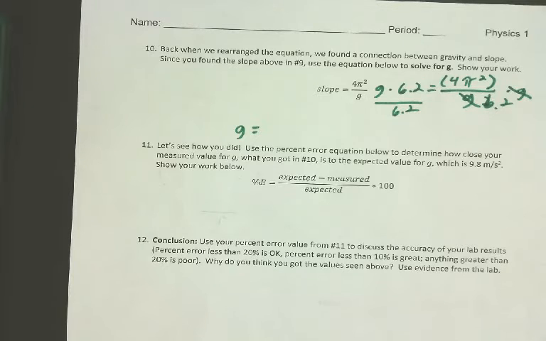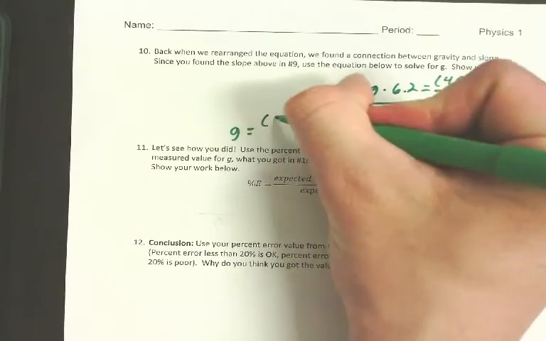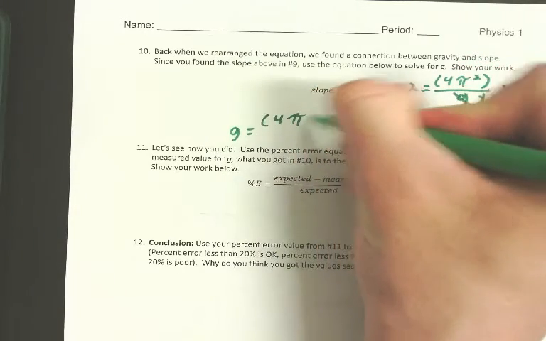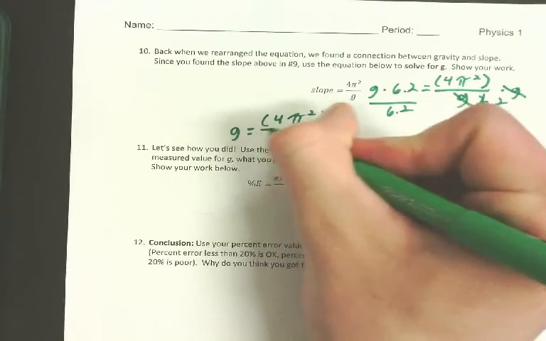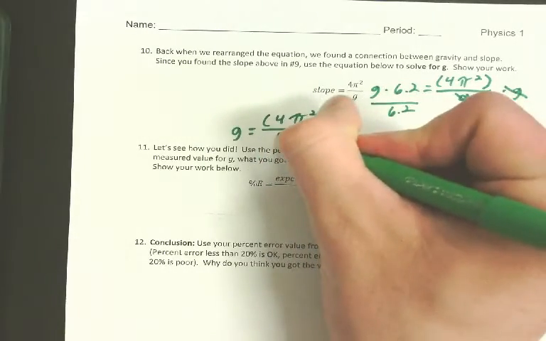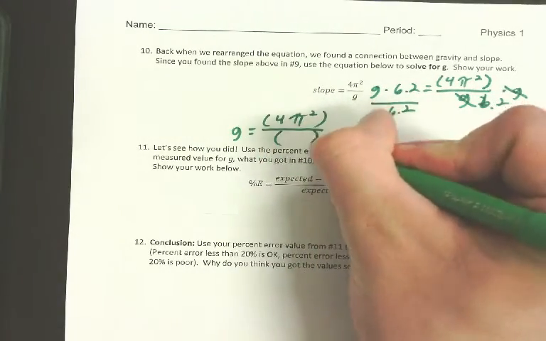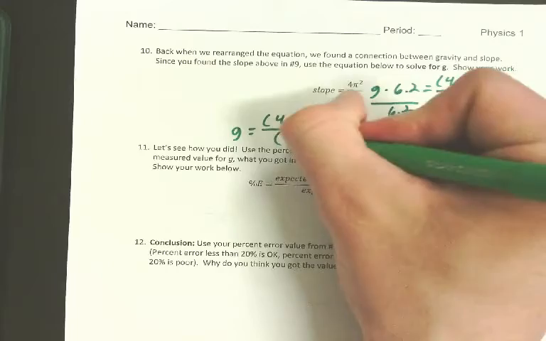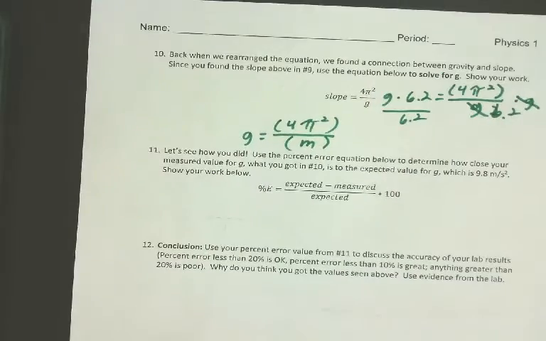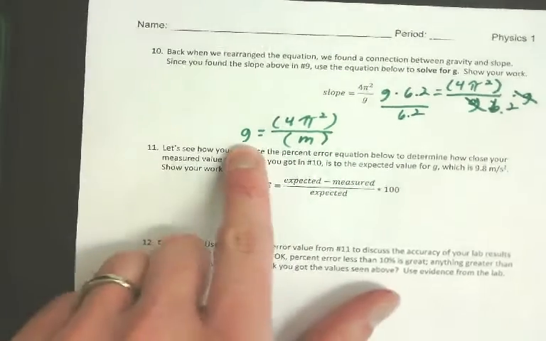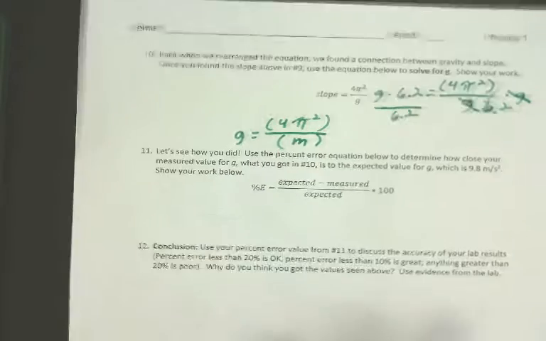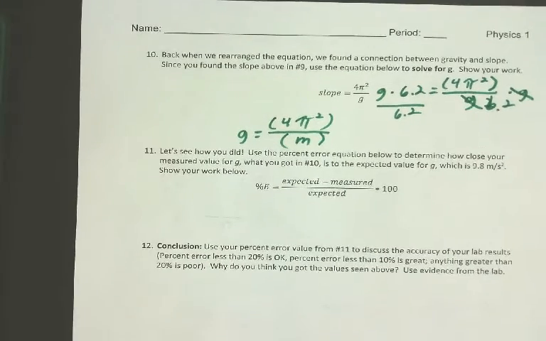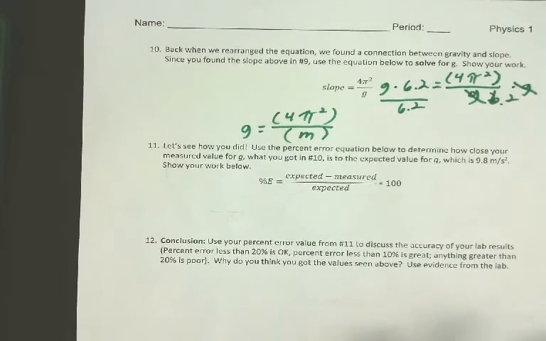So g equals 4 pi squared. You'll need to find the actual value for that. Only square pi. Don't square the 4 also. Over whatever your number is here, your slope. So that's how you'll get your value for g. Now, hopefully that number is close to 9.8. There's a decent chance it won't be, and that's okay.